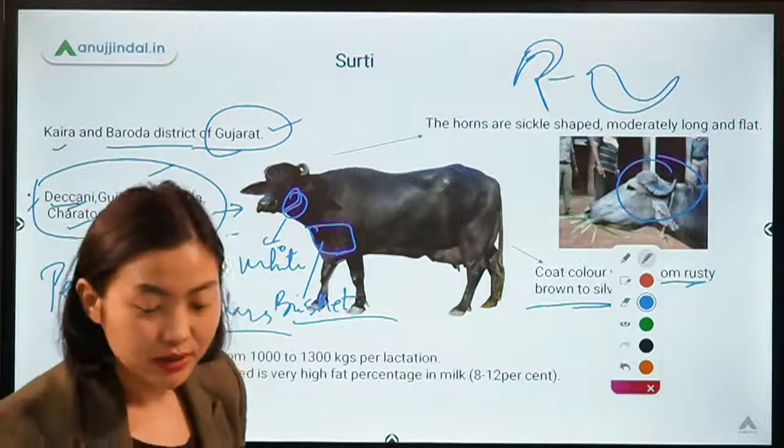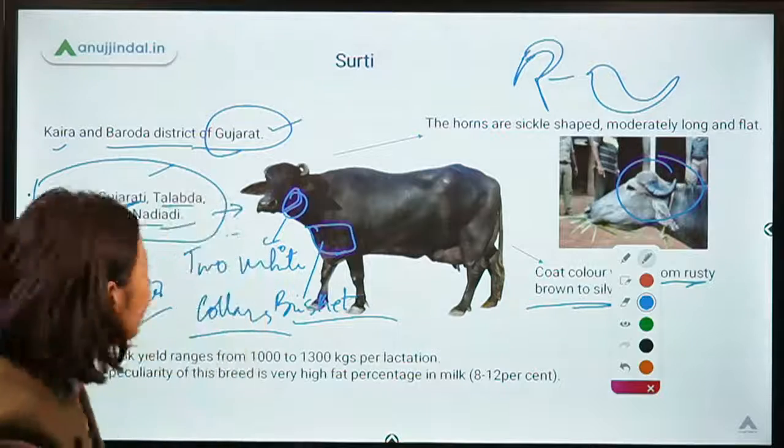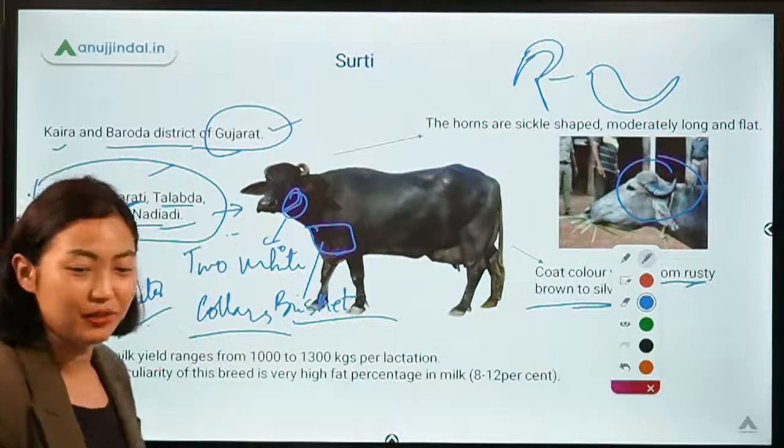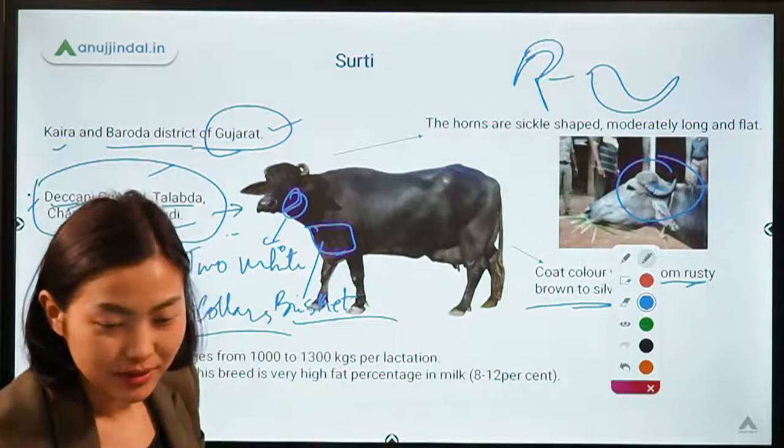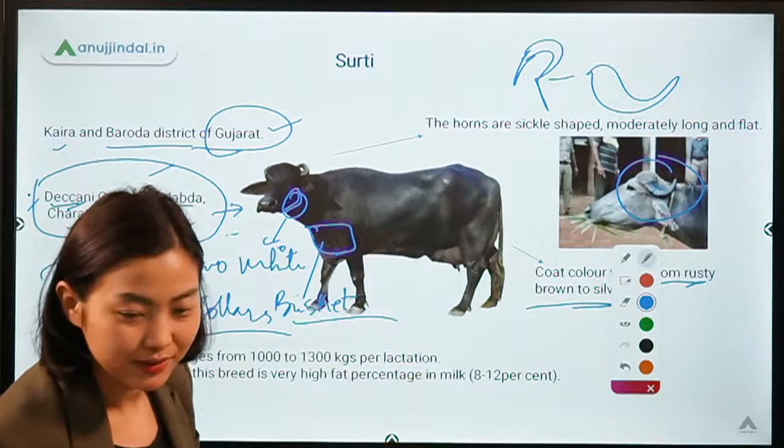Right, nice Bhavana, you're also from Gujarat, right? That's really nice. So even Surti, I'm pretty sure that you'll remember this breed, right?